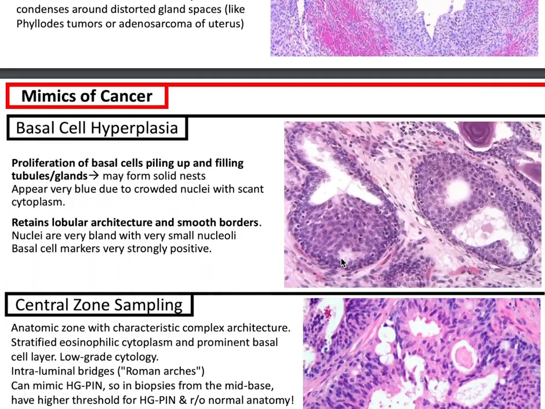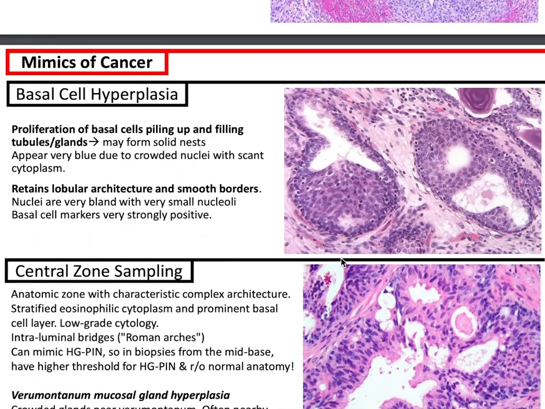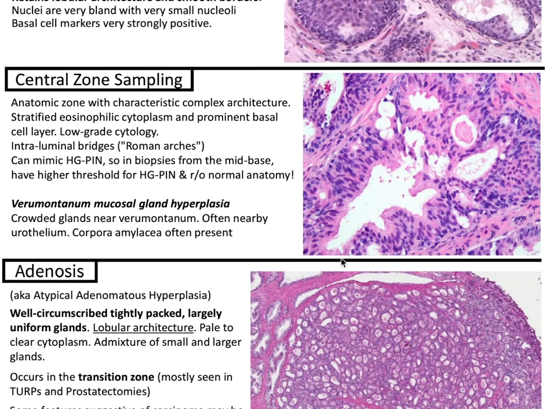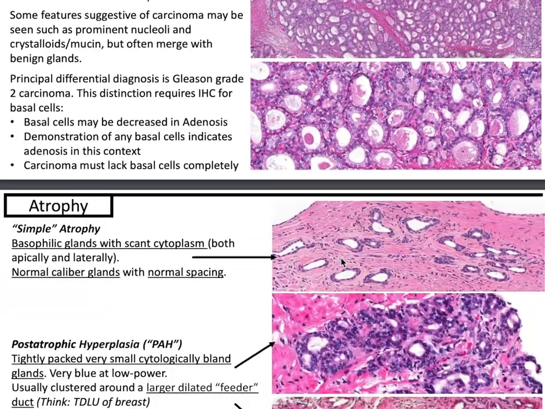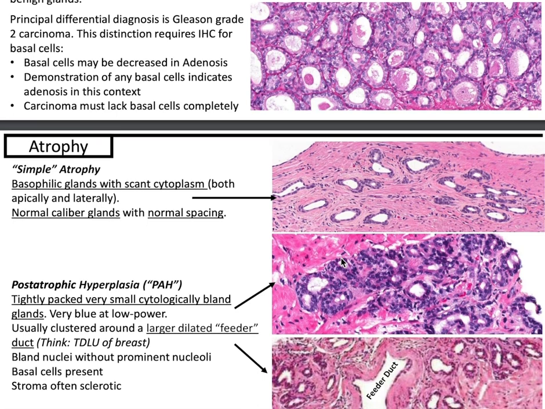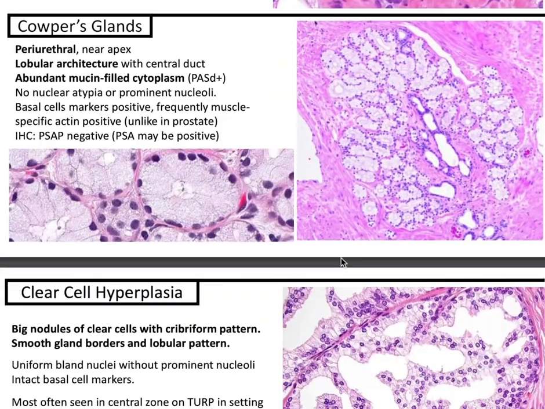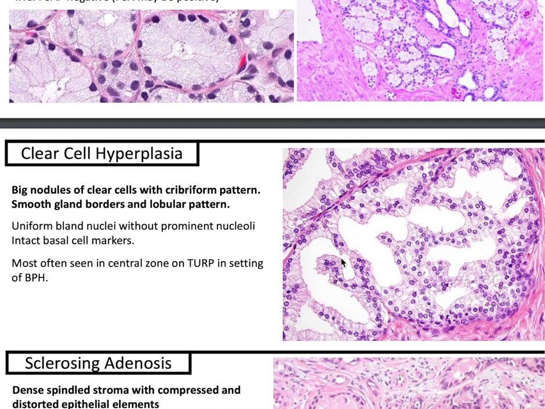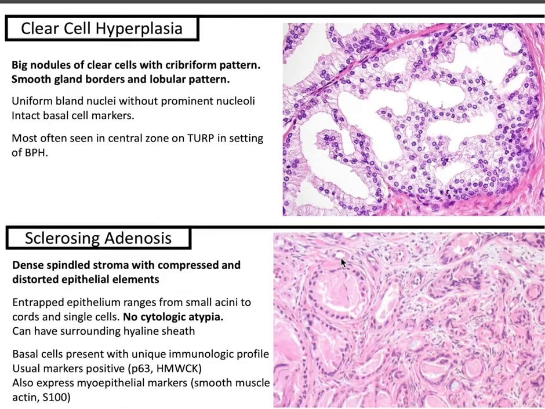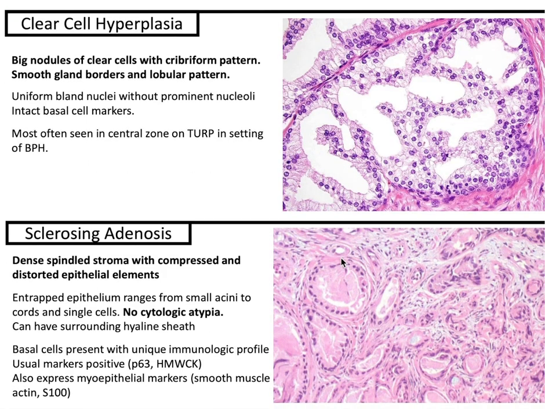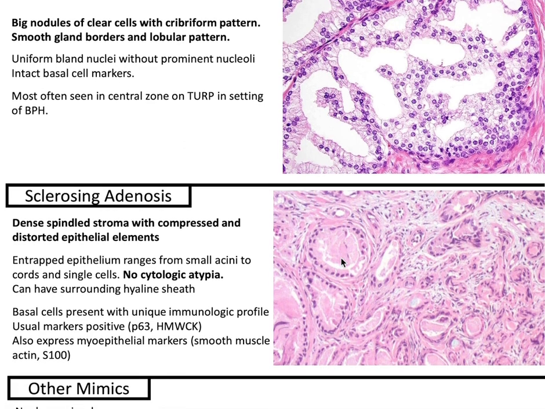And then mimics of cancer, talked about basal cell hyperplasia, central zone sampling, adenosis, and atrophy, including simple atrophy, post-atrophic hyperplasia, partial atrophy. We talked about Cowper's glands, clear cell hyperplasia, where we have big nodules of clear cells with cribriform pattern, smooth gland borders and lobular pattern, and sclerosing adenosis, where you should have no cytologic atypia with dense spindled stroma with compressed and distorted epithelial elements.